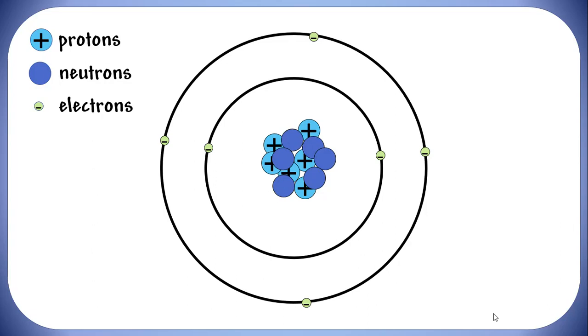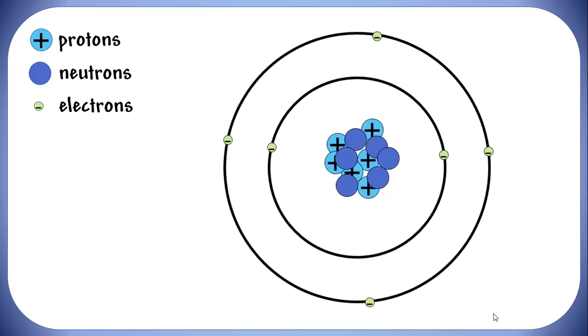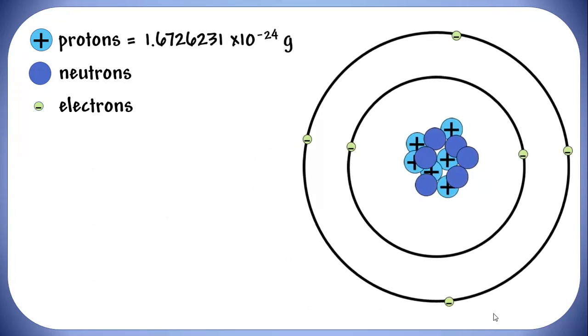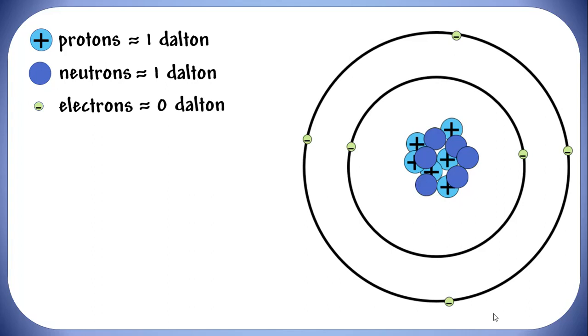Another property to consider about atoms and particles is their mass. The mass of one proton is about 1.672623 times 10 to the negative 24th grams, or approximately 1 Dalton. Neutrons also have a mass of approximately 1 Dalton. Electrons are almost 2,000 times lighter, so when we think about the masses of atoms, we don't worry about them so much.